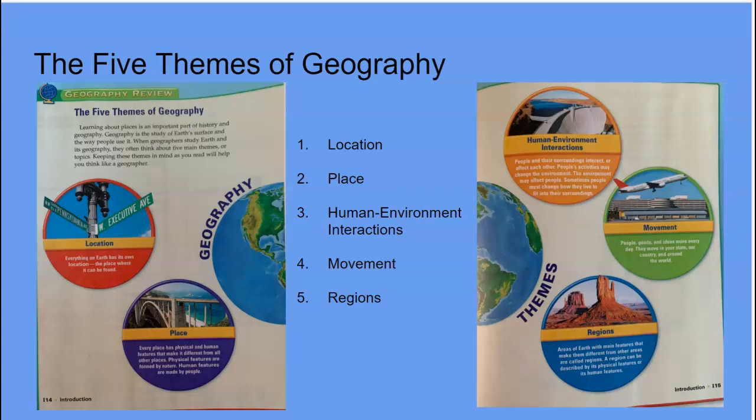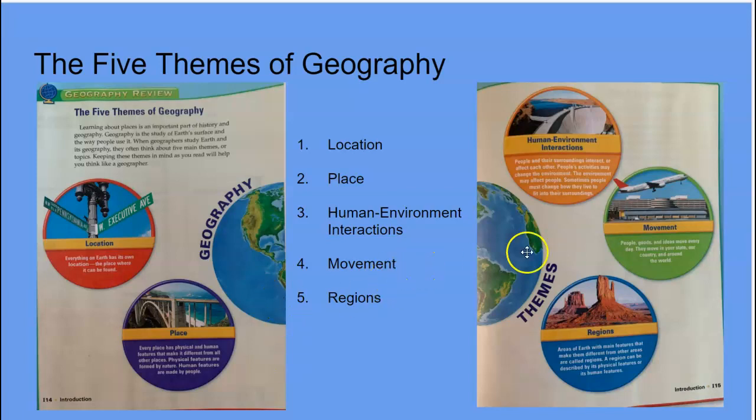Then we're looking at the purple circle on the bottom of page I-14, and we're talking about place as one of the themes of geography. Every place has physical and human features that make it different from all other places. Physical features are formed by nature. Human features are made by people. And if you've done any traveling to different areas in different states, maybe even different countries, you'll notice that not every place looks like Berkeley Heights or New Jersey.